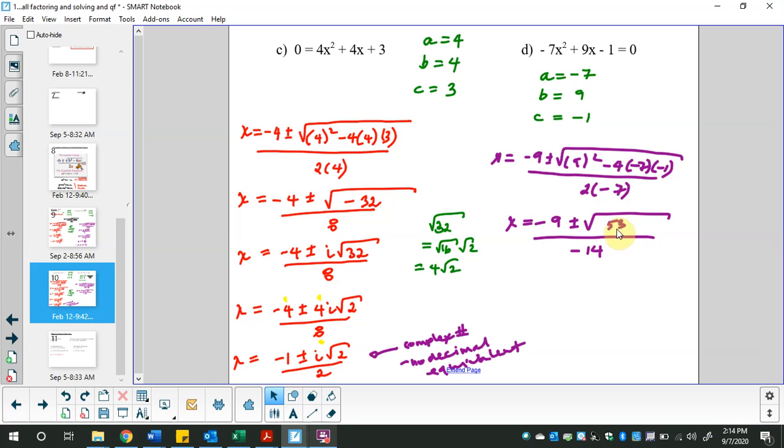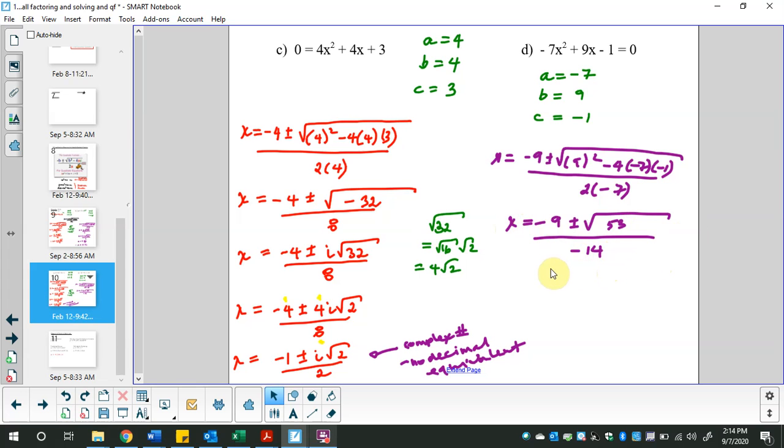So you could end up taking negative 9 plus the square root of 53 equals, divided by negative 14 equals, and get yourself a real live decimal here. You could also do x equals negative 9 minus root 53 equals at the end of the top, divided by negative 14 equals to get yourself the second decimal.